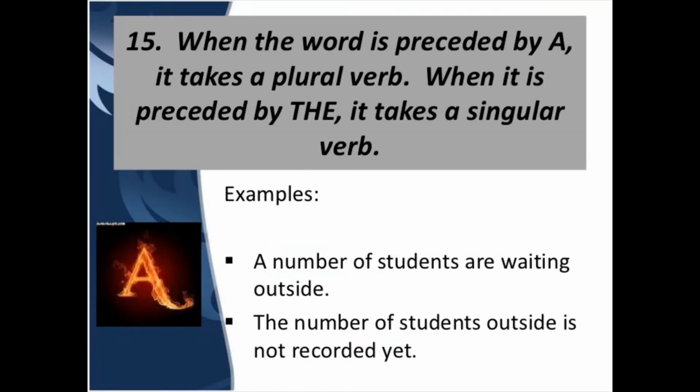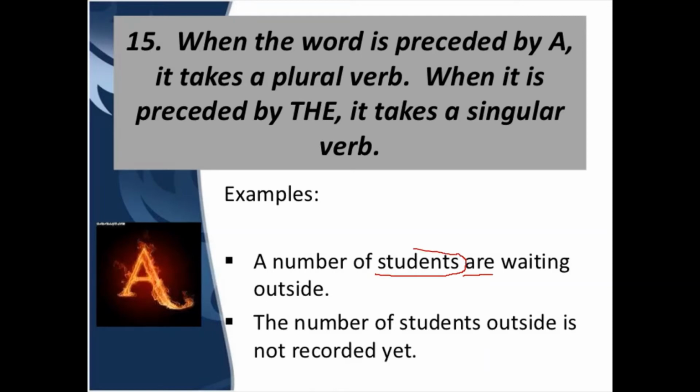Rule number 15. When the word is preceded by "a," it takes a plural verb. When it is preceded by "the," it takes a singular verb. Examples: a number of students are waiting outside. The number of students outside is not recorded yet. So in the first example, the verb used is "are." Why "are"? Because the verb is preceded by the noun students.